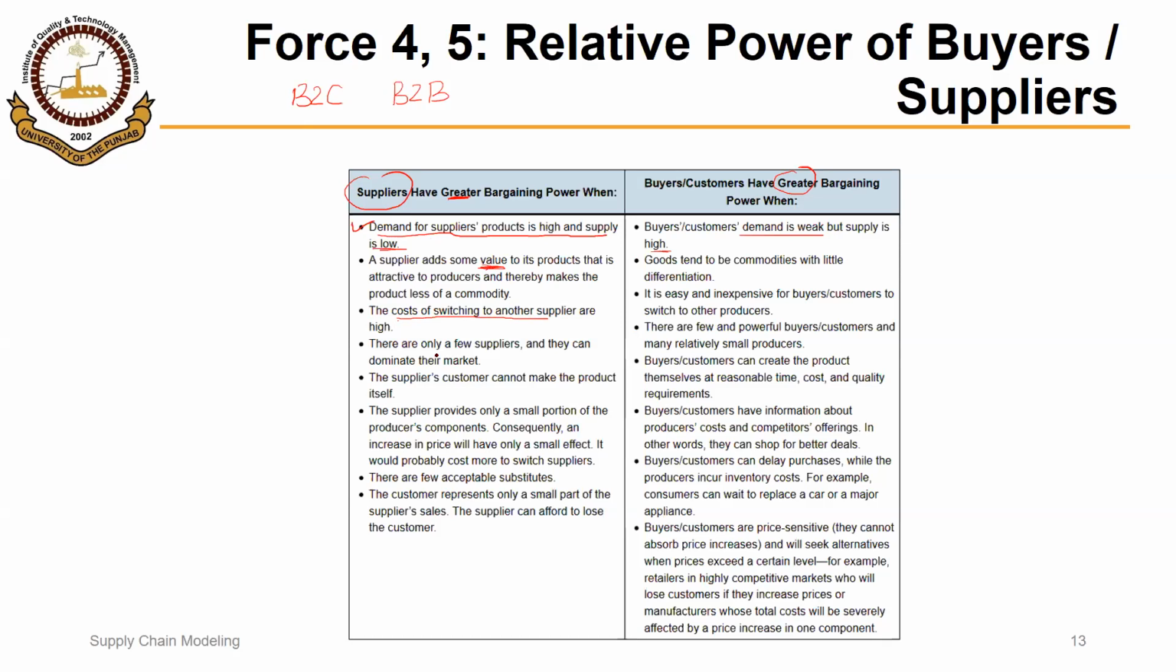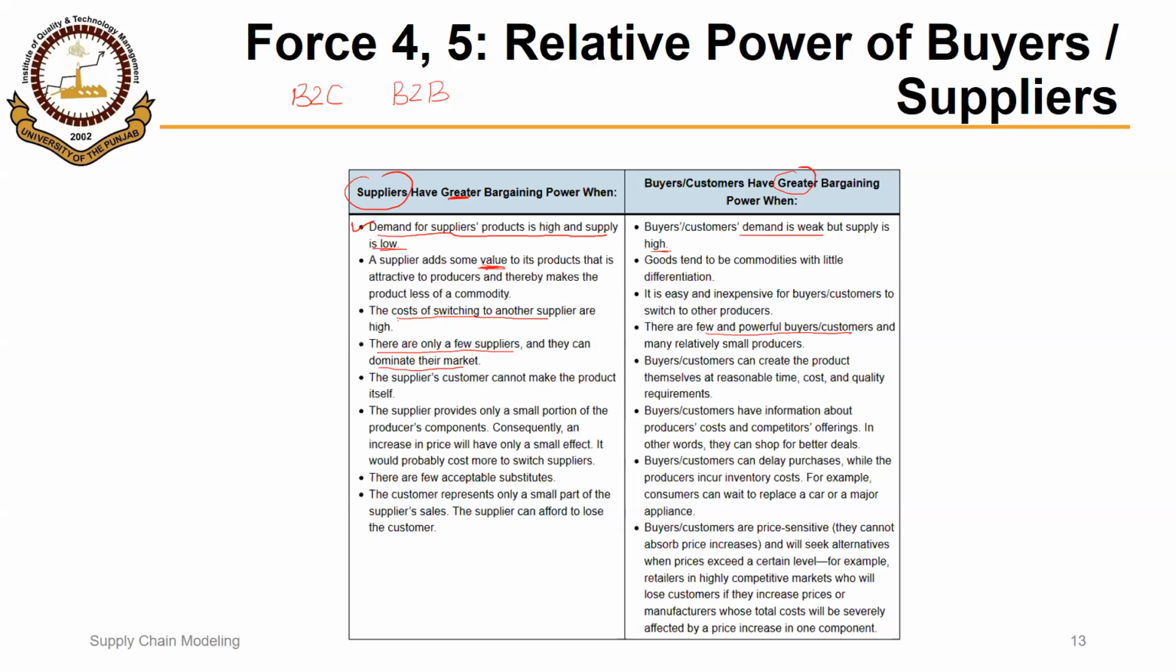There are only a few suppliers and they can dominate their market. So again, there is a sort of monopoly. Only a few people can provide that product or service, so their bargaining power is more. And the opposite is also true. If there are only a few powerful buyers, then in that case, the bargaining power of buyers will be high.